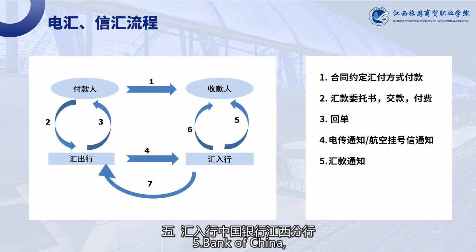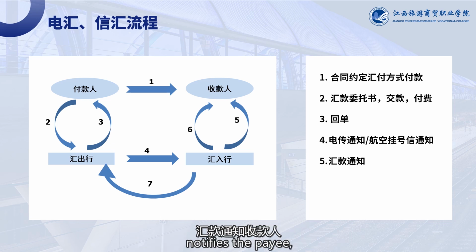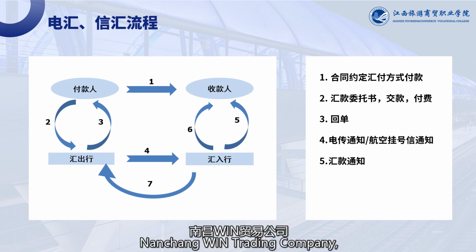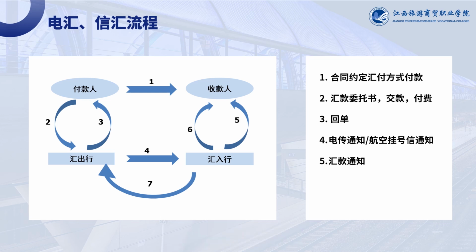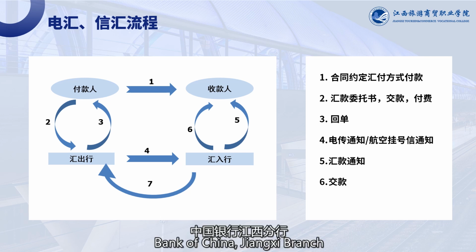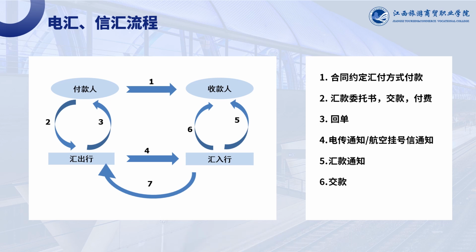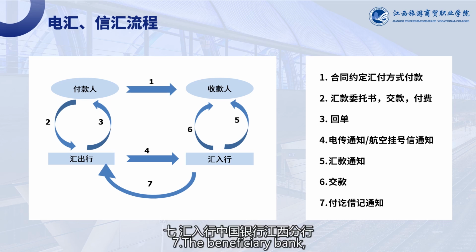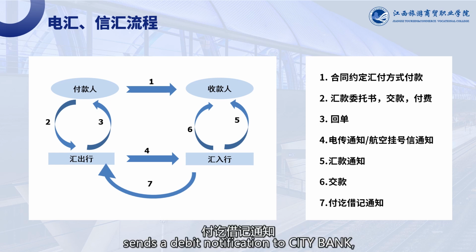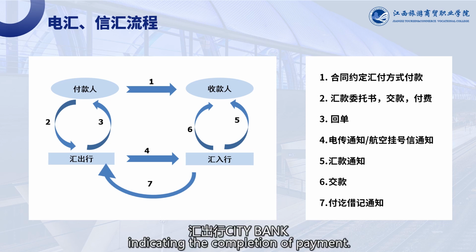Fifth, Bank of China, Jiangxi branch, the beneficiary bank, notifies the payee, Nanchang Wing Trading Company, about the remittance. Sixth, the beneficiary bank, Bank of China, Jiangxi branch, disburses the payment to Nanchang Wing Trading Company. Seventh, the beneficiary bank, Bank of China, Jiangxi branch, sends a debit notification to Citibank, indicating the completion of payment.